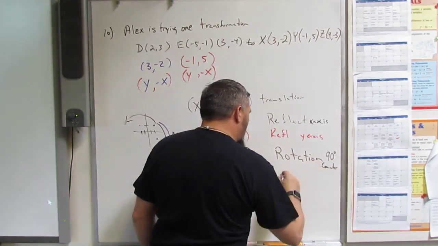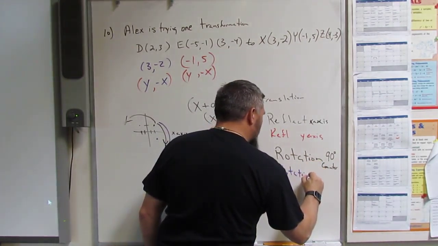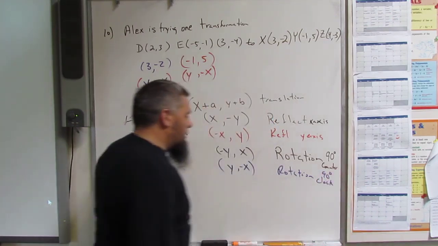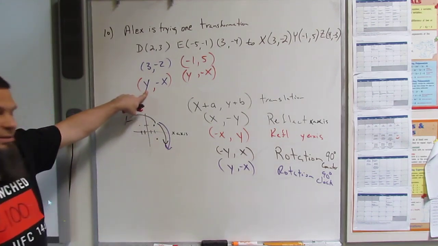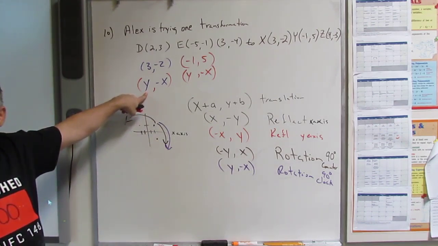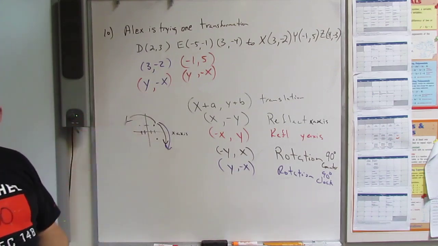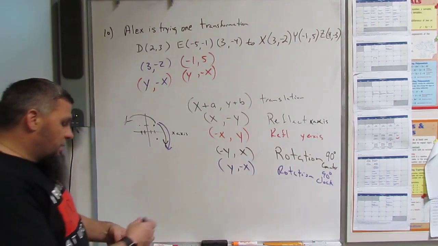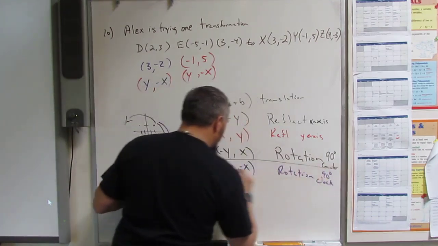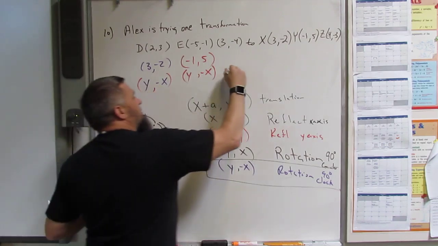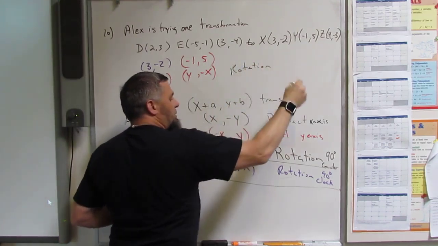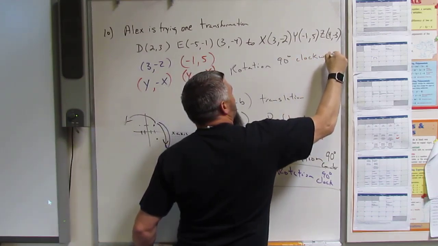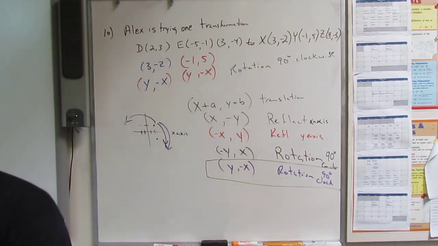Okay? So, rotating clockwise, 90 degrees. So which one is this? This one, right? Okay? So that means we are rotating 90 degrees clockwise. Okay? Better?